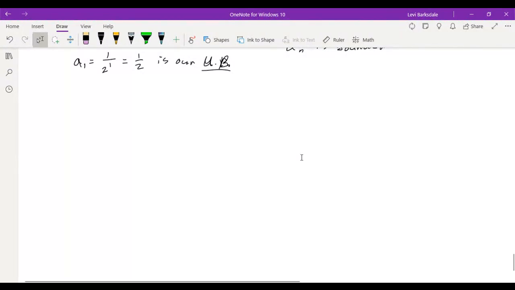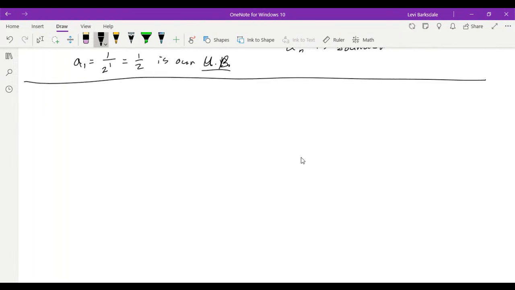Sequences are fairly straightforward. You can do a lot of the same things to them that you can to functions, so if you keep that in mind, you'll probably be all right. Now, lastly, we'll start talking about what's often called power series or just series, and something called convergence.